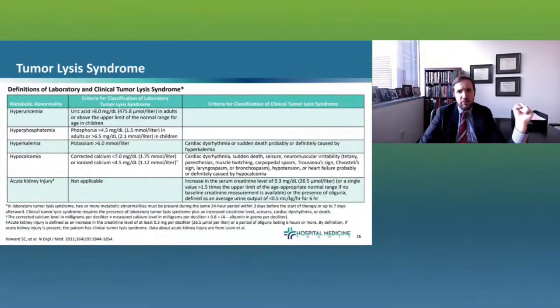Hypocalcemia can also lead to dysrhythmias, sudden death, neurologic issues such as seizure. And don't forget from medical school your Trousseau and Chvostek signs, Trousseau being the carpopedal spasm with the blood pressure cuff, and the Chvostek sign eliciting the twitching of the facial muscles. I'm curious if any of you have elicited either of those recently, but if you haven't, go give it a try.